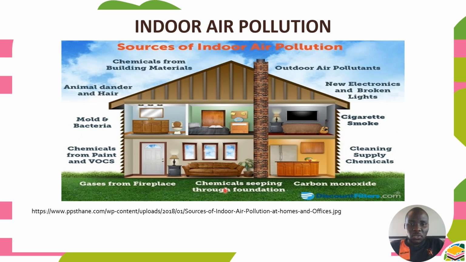So we have a diagram showing the sources of indoor air pollution. Here we have many. We have new electronics and broken lights, cigarette smoke, cleaning surface chemicals, chemicals from paints and VOCs, animal dander and hair, chemicals from building materials. So all of them are going to pollute air which is going to be found inside the building.